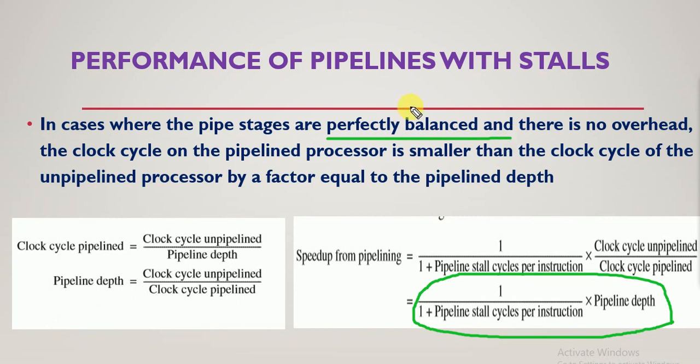So finally remember this formula: speed up for pipelining equals 1 divided by 1 plus pipeline stall cycles per instruction, into pipeline depth. So simply for evaluation, if details are given for two systems, a processor with pipelining and one without, we can find out the speed up that is gained because of the pipelining added into the new processor.